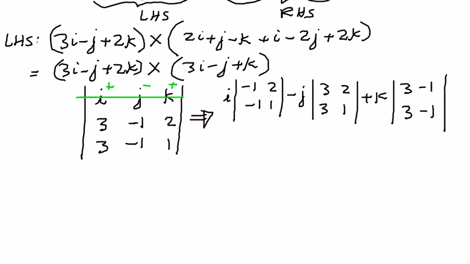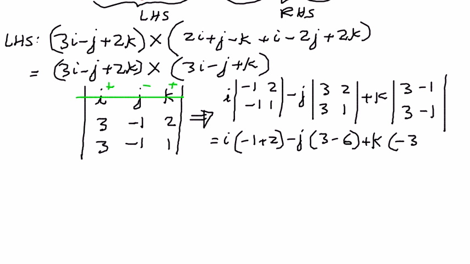So we've got all the components in there, and now it is just a matter of simplifying this. This is going to be equal to i, -1 times 1 is -1, -1 times 2 is -2, minus times negative will be +2, minus j times 3 times 1 is 3, minus 3 times 2 is 6, plus k times 3 times negative 1 is negative 3, minus 3 times negative 1 is negative 3, minus will be positive 3.